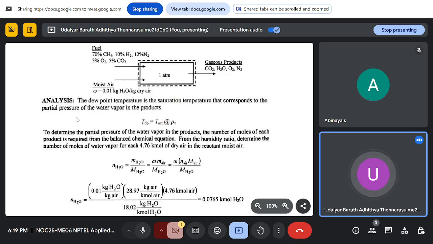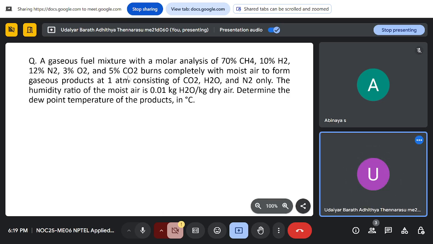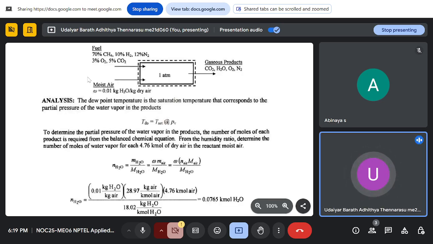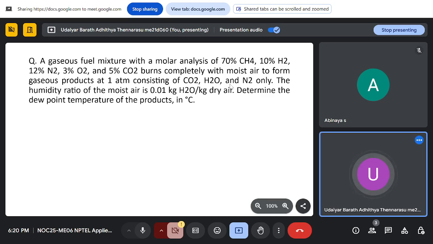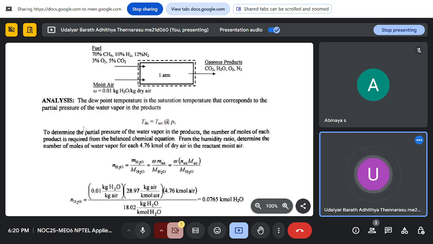So this is how it looks. The fuel which is coming in, we'll assume it to be 1 mole because it's given in molar analysis. And for the moist air, omega is 0.01 kg, and the gaseous product contains CO2, H2O, O2, and nitrogen. So here maybe I think I missed O2.